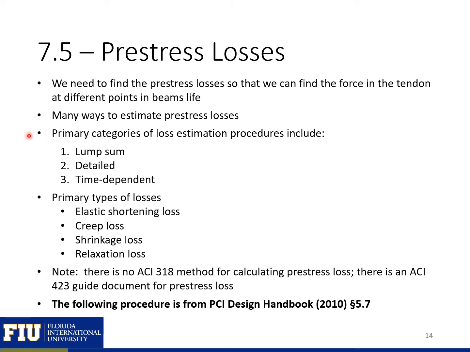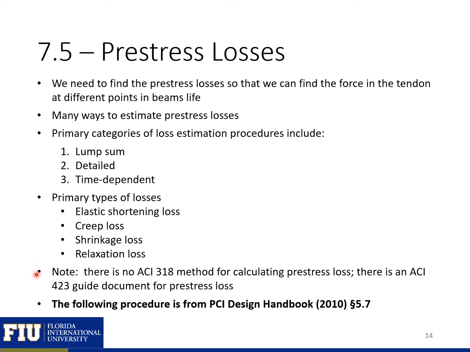The primary categories of loss estimation include lump sum methods, where you just assume a lump sum for different loss components. There are more detailed procedures and also more complicated time-dependent procedures. The primary types of losses that we'll include are from elastic shortening that happen immediately at release or transfer, creep loss due to the creep of the concrete, shrinkage loss due to the shrinkage of the concrete, and relaxation loss, which happens because of the relaxation of the pre-stressing strands.